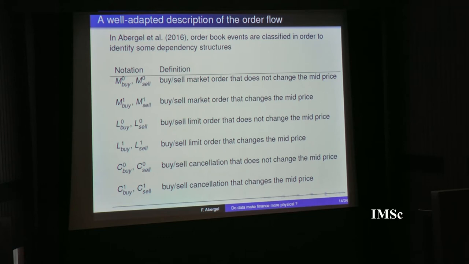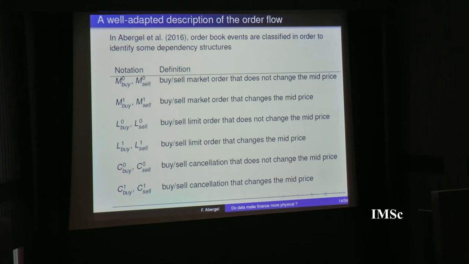Let's just say that we are making a distinction between types of order: market order, limit order, cancellation, on the buy side or the sell side. Okay, so that's six. And then we make a distinction on whether an order affects the current best price or not. If the current best offer price is $99 and I'm placing an order to buy at 95, I'm not affecting the current price. But if I'm placing an order to buy at 99.5, I'm making a better offer, I'm affecting the current price. So orders with a superscript zero don't affect the price, whereas orders with a superscript one do affect the price.